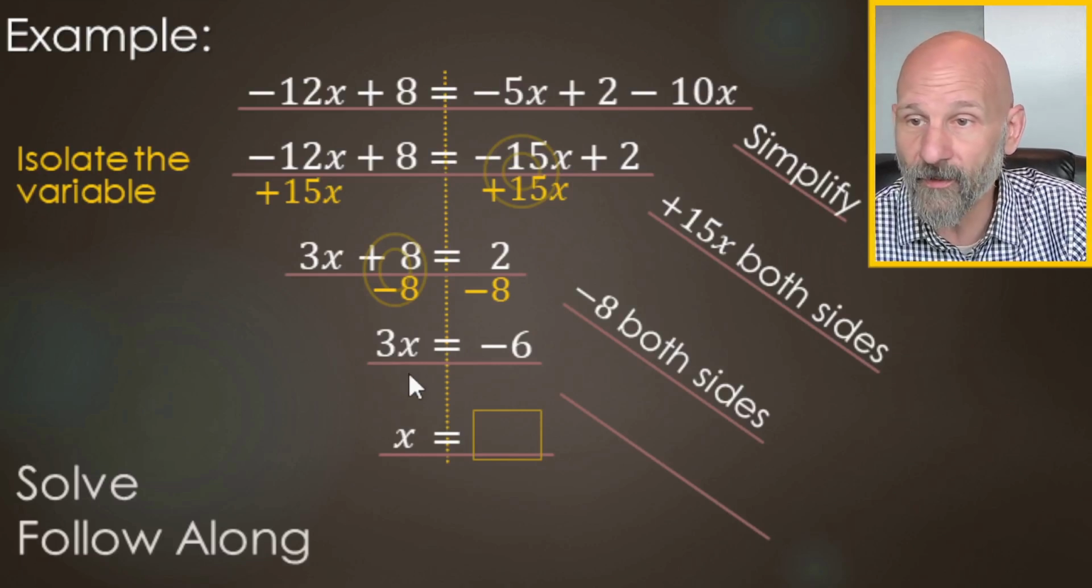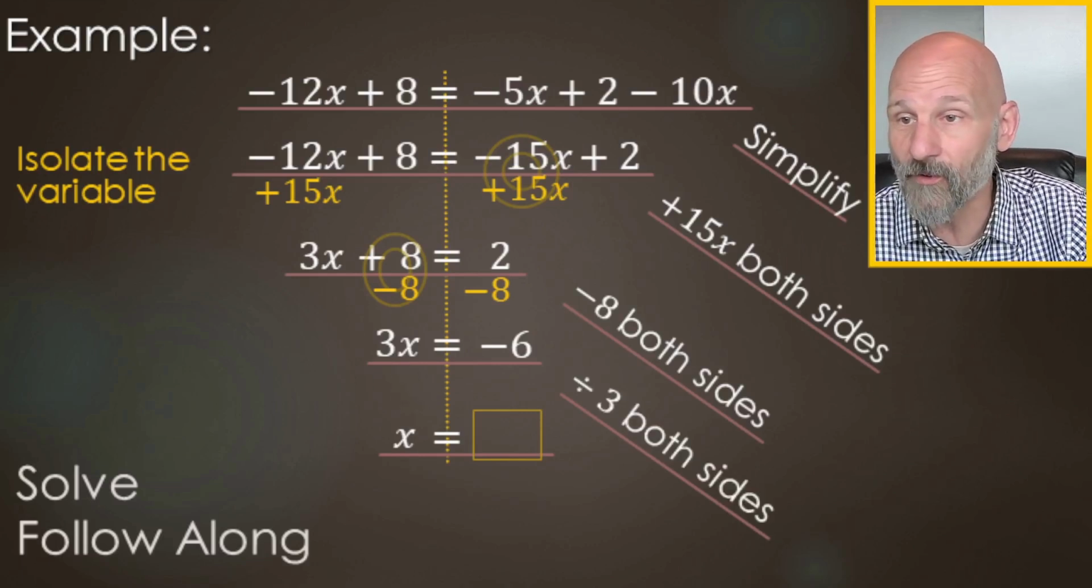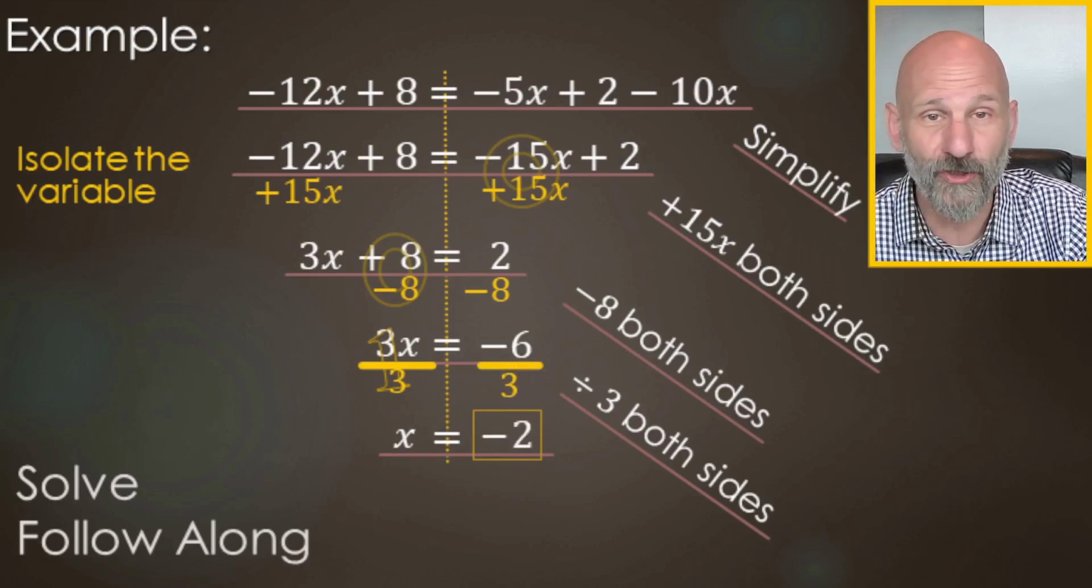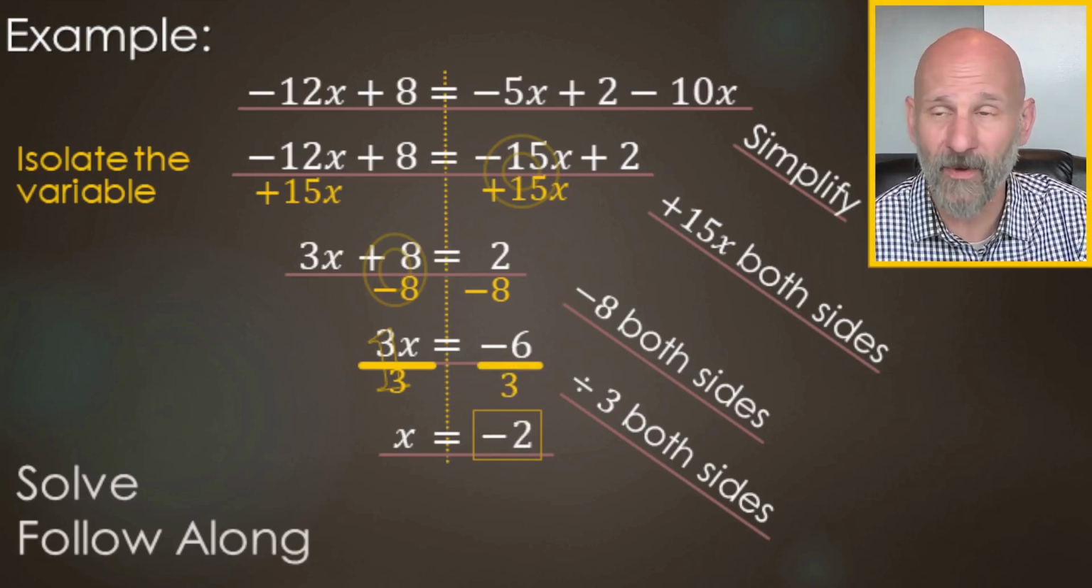Next up, undo the 3 with a divide by 3 to both sides. 3 over 3, that just makes 1x. Negative 6 divided by 3, negative divided by a positive is negative. 6 divided by 3 makes 2. And there's a value for the variable that makes the equation true.